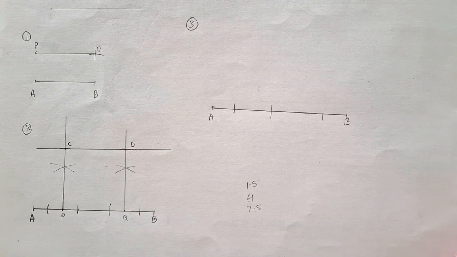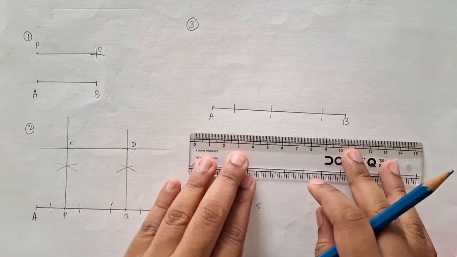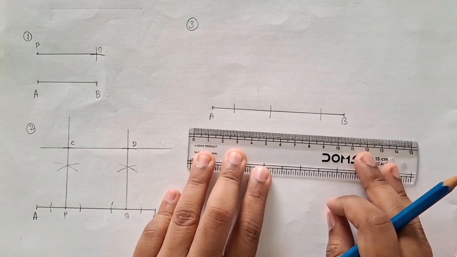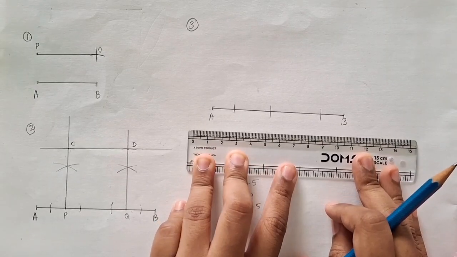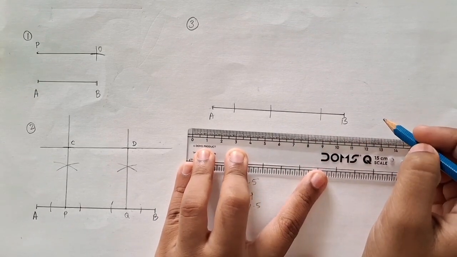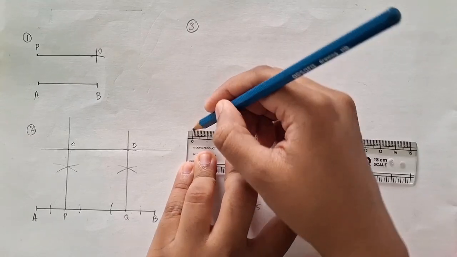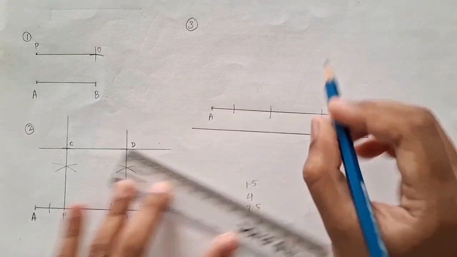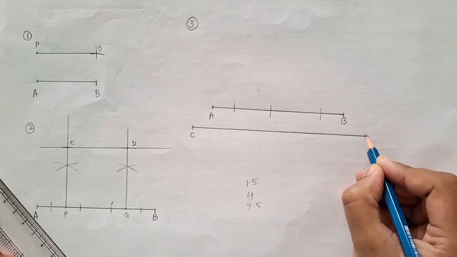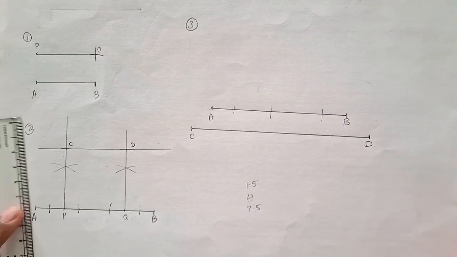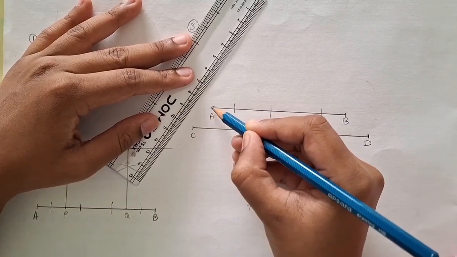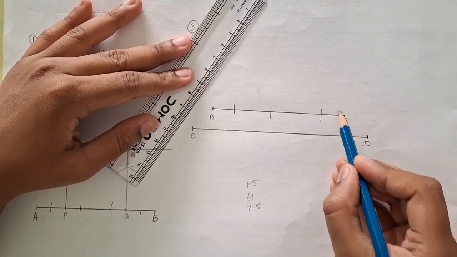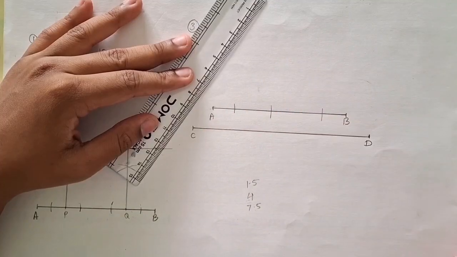So now they have not mentioned where the line CD lies. So I am making this line CD below the line AB. Now the length of line CD they have given as 12 cm. So I am drawing a line 12 cm at some distance from line AB. Now we have to join points CA and DB and extend both the lines until they meet to form a triangle.